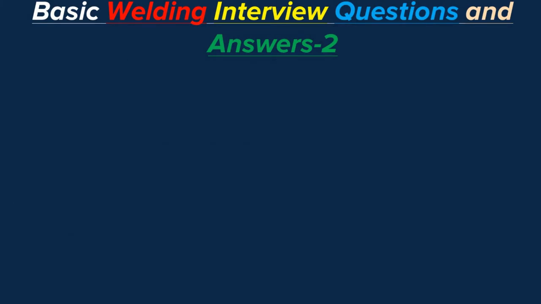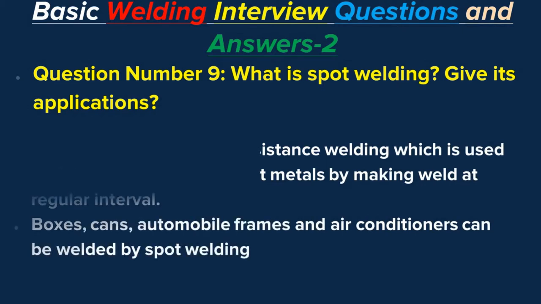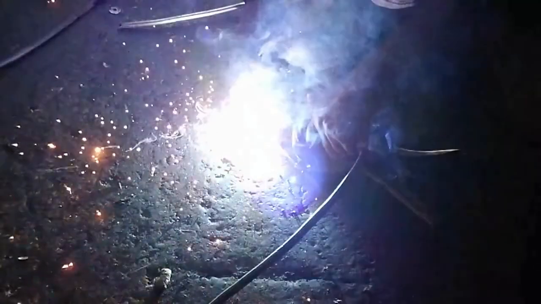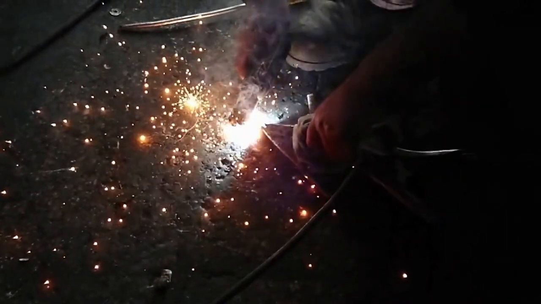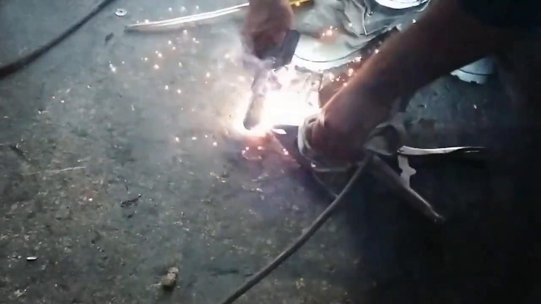This is a demo. Question number 9. What is spot welding? Give its applications. Answer. Spot welding is a type of resistance welding which is used for joining overlapping sheet metals by making weld at regular intervals. Boxes, cans, automobile frames and air conditioners.